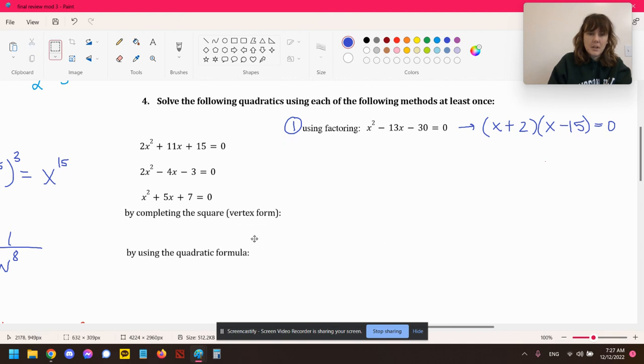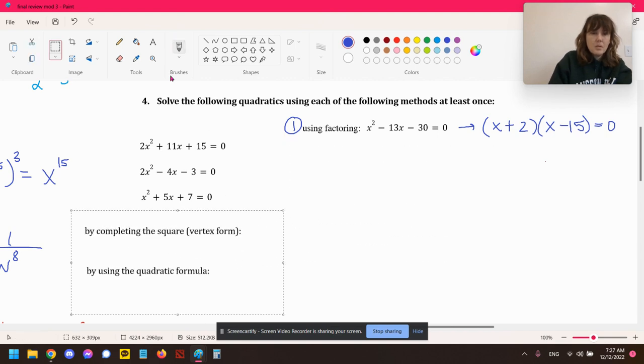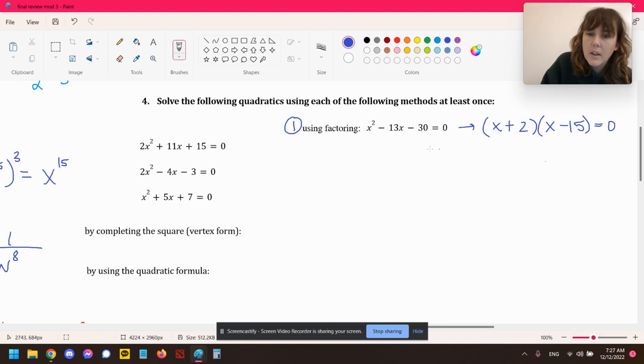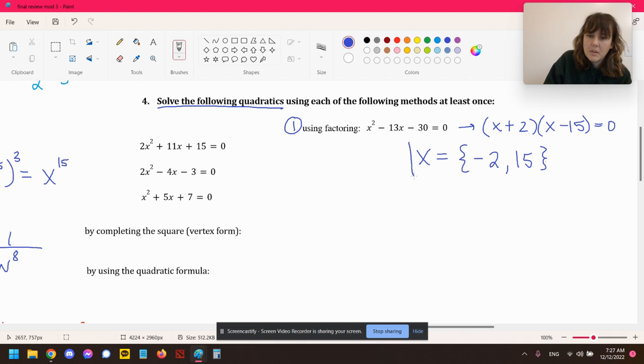Okay, we haven't finished this question yet. We're going to come over here, because not only are they asking us to factor, they're asking us to solve the quadratic. So to find the x's that I can plug in that actually makes this 0. I think the x's that will actually make this 0 are -2 and +15.